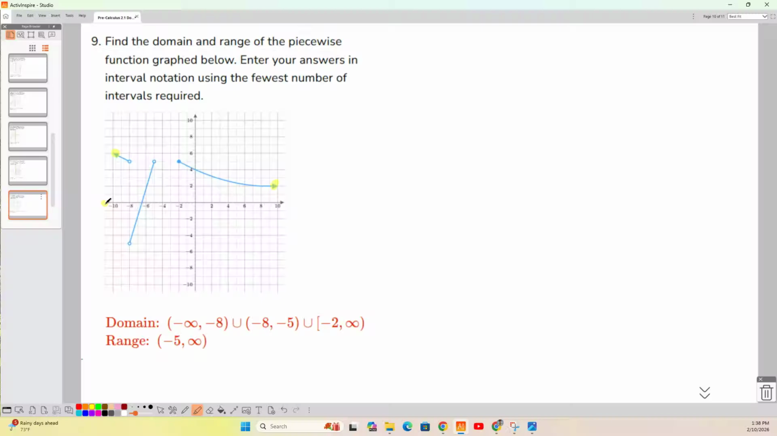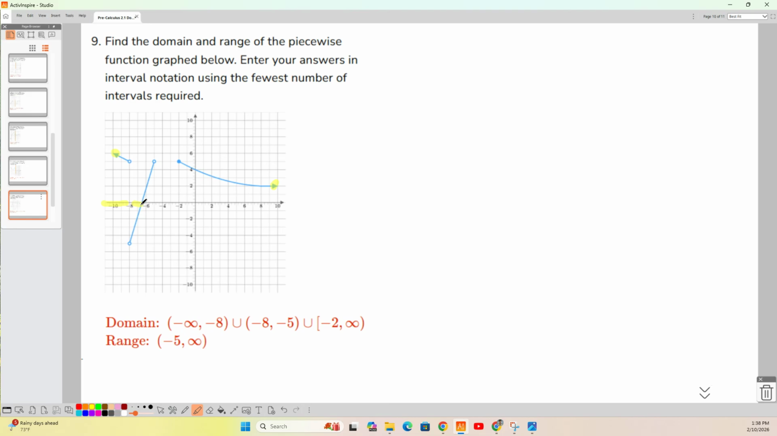So I'm coming from negative infinity, but I stop at negative 8 because of this open circle when x is negative 8. So we're going to skip over negative 8. So we use a parenthesis to indicate that we're not including negative 8. Union, then pick up right after negative 8.